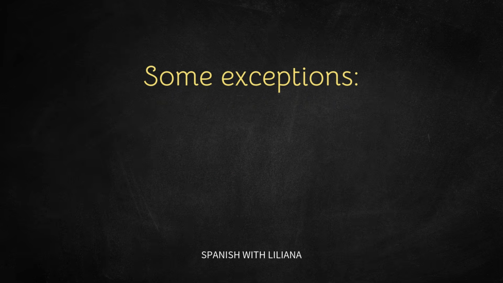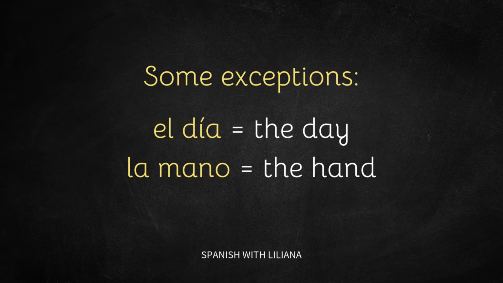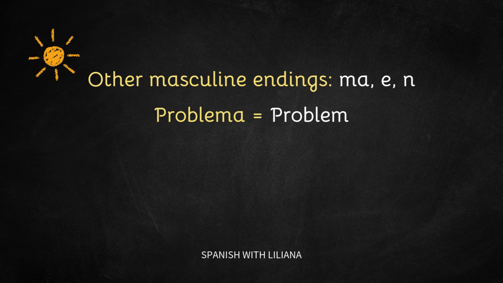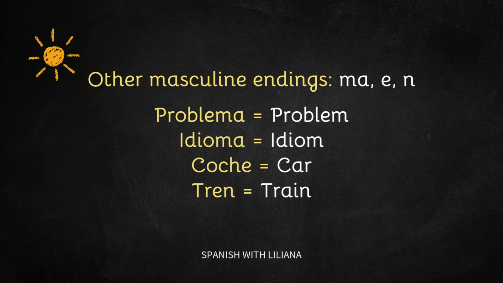But I did mention that there are always exceptions, right? Some of those exceptions are el día, the day. It's masculine. La mano. It ends in O, but it's feminine. El problema. To the masculine list, you can add the endings M-A, ma, the letter E, and the letter N. For example, el problema, as we saw before, the problem. Idioma, idiom. Coche, car. Tren, train. So those endings are usually masculine nouns.